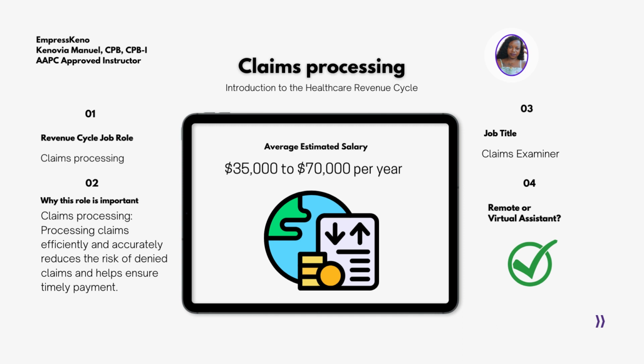Now, oftentimes, a claim processing or claims examiner role can take place inside someone who may adjudicate claims, for instance, an insurance payer. However, some organizations possess a claims processing or a claims examiner role in order to help efficiently scrub and submit claims in a clean and accurate fashion in order to maximize reimbursement opportunities.